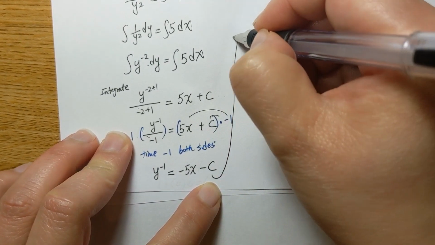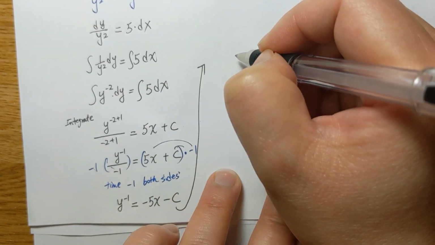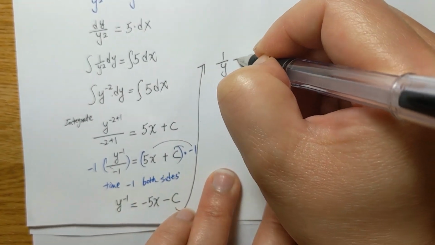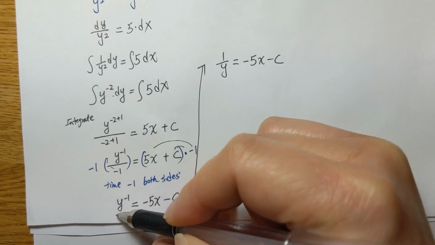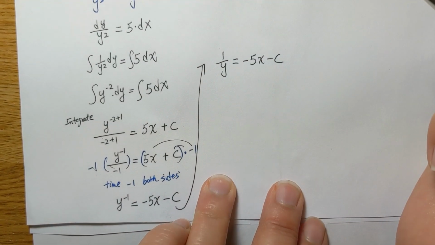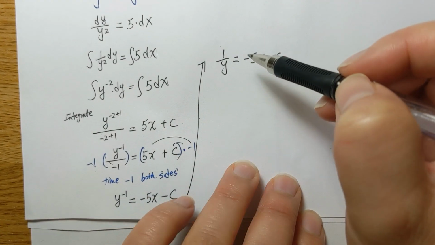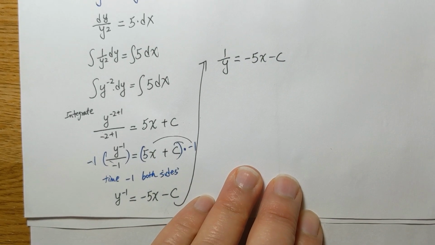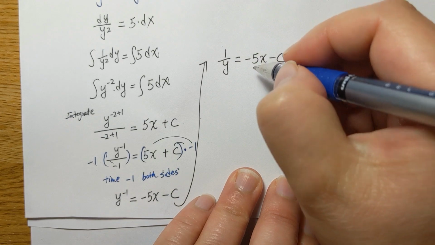Okay, I had no more space. I'm going to rewrite over here. So we're going to get 1 over y equal to negative 5x minus c. Y to negative 1 is 1 over y. So we found out that your y is a denominator. So we learned a technique: we're going to make the right side as one whole fraction, and then we can flip.